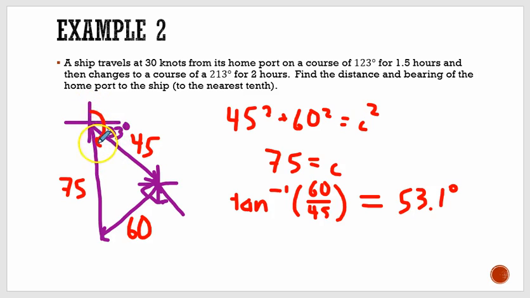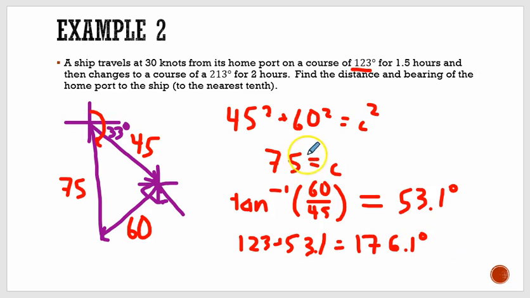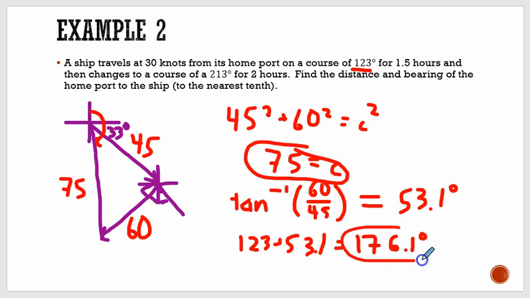But we need to combine this entire amount of rotation starting from due north around to that line. So if inside the triangle is 53.1, then we need to add that number to the original 123 we had from the question over here. So 123 plus 53.1. And honestly, a lot of the degree questions usually have you do the angle to the nearest whole number. So always pay attention to the directions on that. But this should give us a bearing of 176.1 degrees. So from the port, we now know the distance and the bearing.